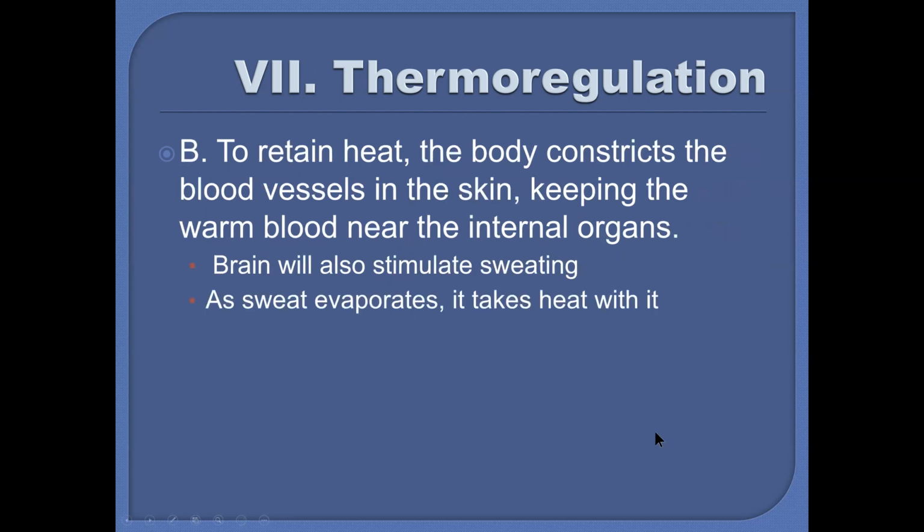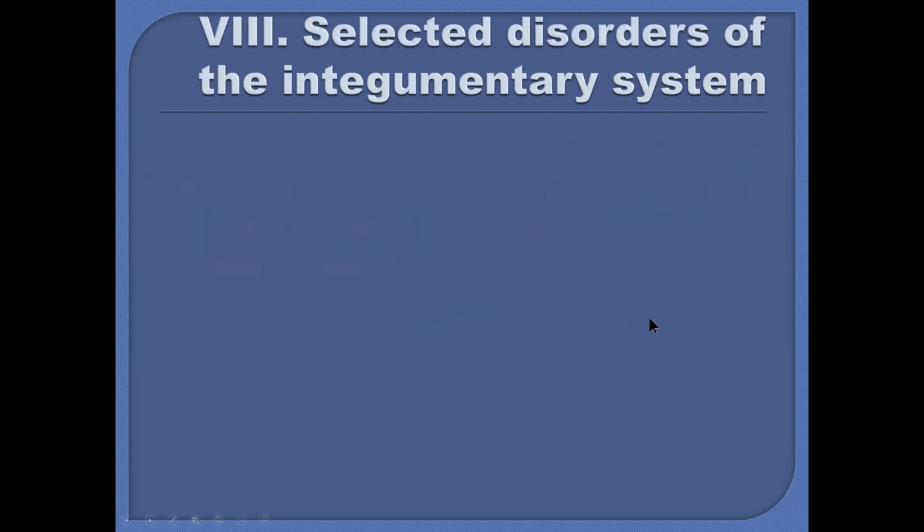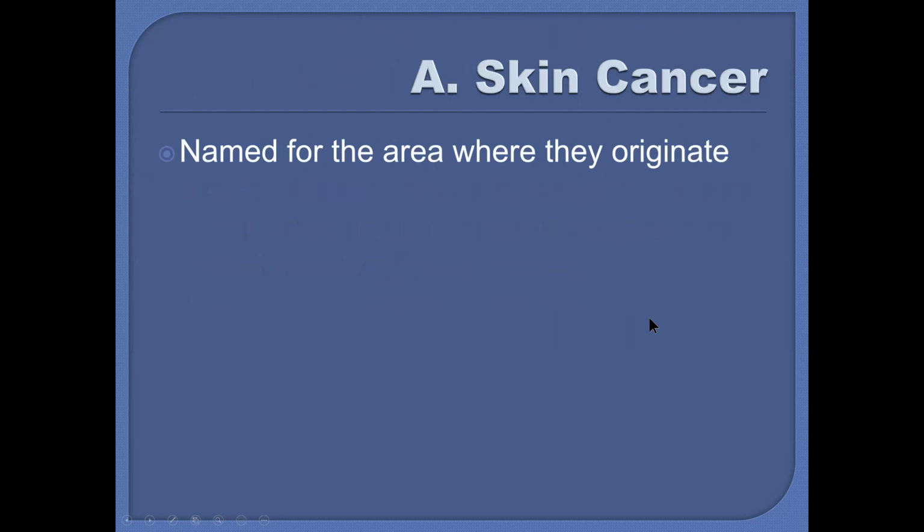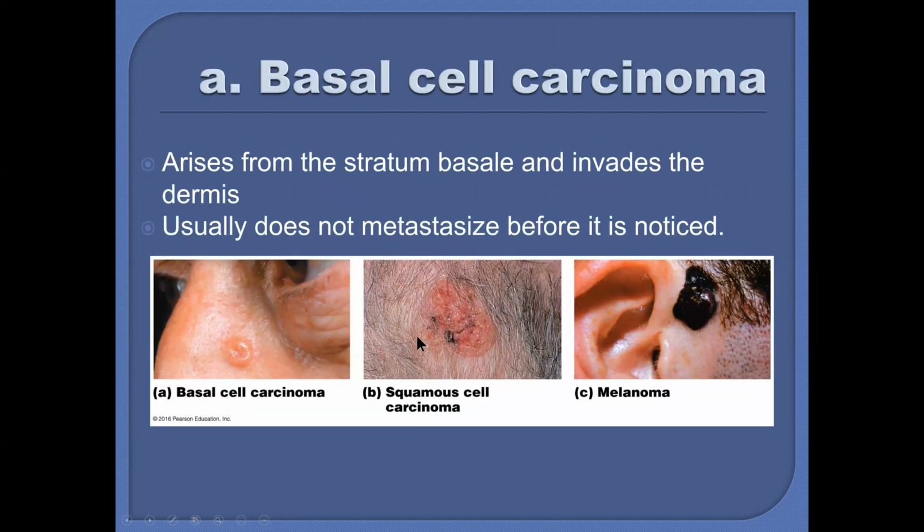To retain heat, we just do the opposite of that. We contract those circular smooth muscles in those external veins closest to the outer surface, and that diverts that warm blood back internally, to keep it near the internal organs. The brain can also stimulate sweating, as we well know, if we get nervous, and as sweat evaporates, it takes heat with it. Now, disorders of the integumentary system: skin cancer. You're going to need to know these.